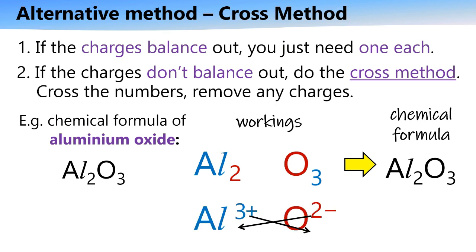Once again, this is the workings with the cross method. So I cross the numbers and I remove the charges. Please take note, after you cross, the numbers are written at the bottom. Numbers at the top are for charges.